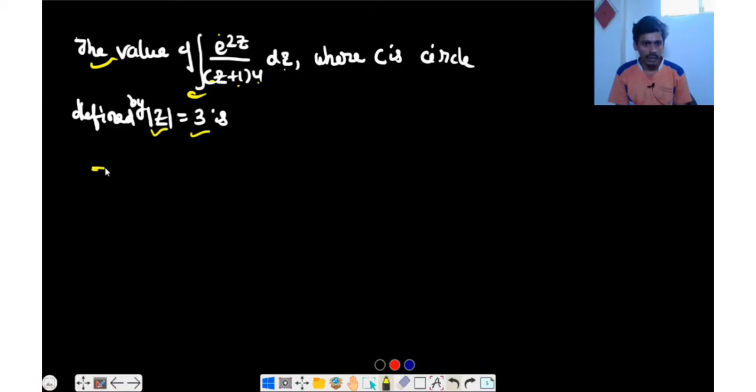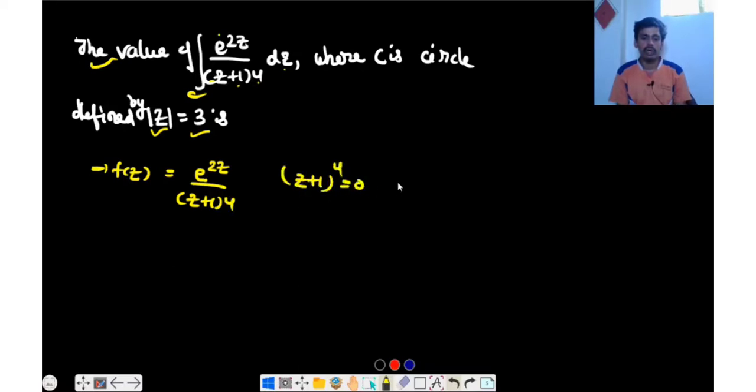Okay, now we'll write f of z. f of z is equal to e^(2z) by (z plus 1) to the power 4. Now we'll find the poles. (z plus 1) to the power 4 is equal to 0. Now z is equal to minus 1 is a pole of order 4, which means n is equal to 4.